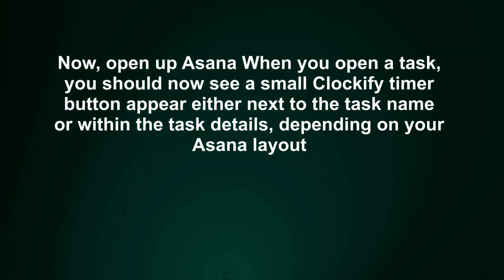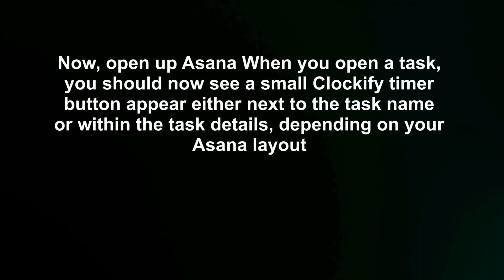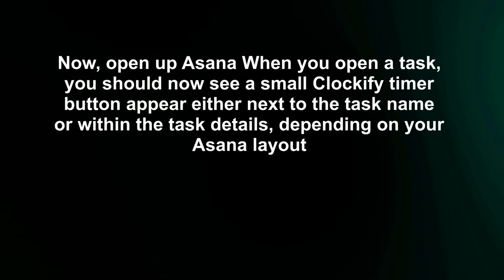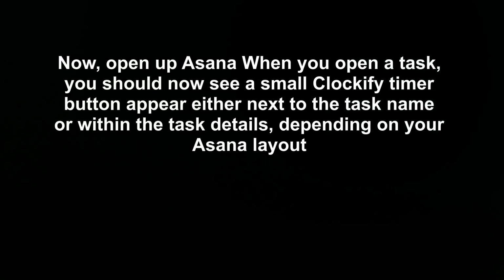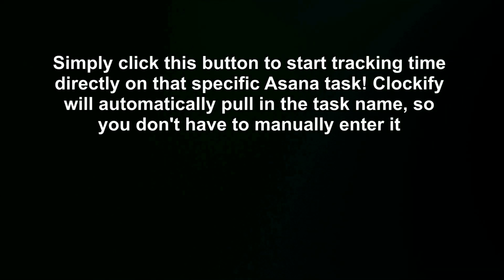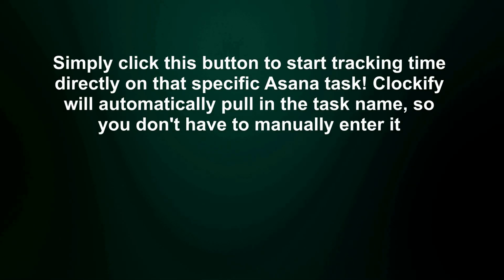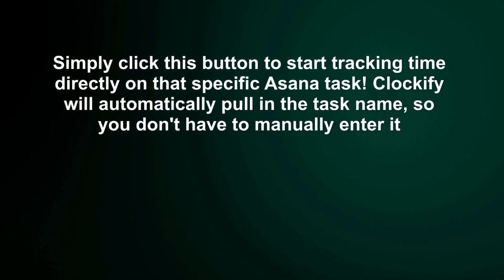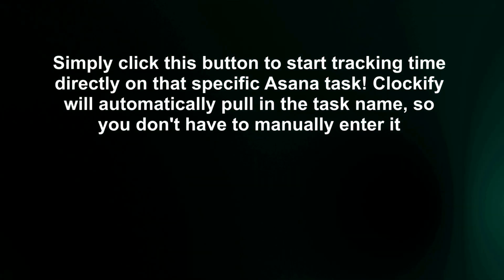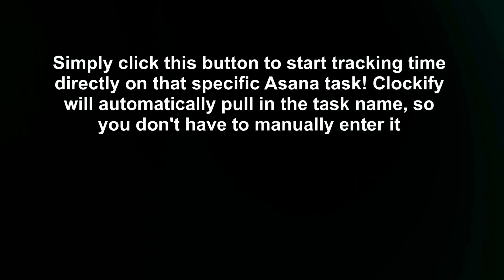Now, open up Asana. When you open a task, you should now see a small Clockify timer button appear either next to the task name or within the task details, depending on your Asana layout. Simply click this button to start tracking time directly on that specific Asana task. Clockify will automatically pull in the task name, so you don't have to manually enter it.